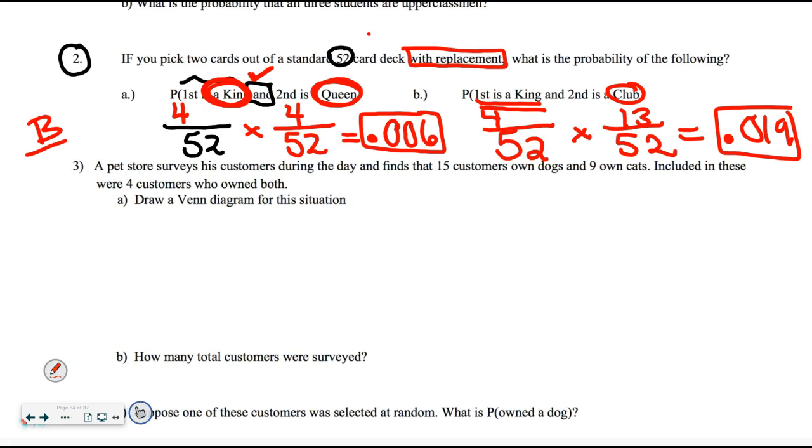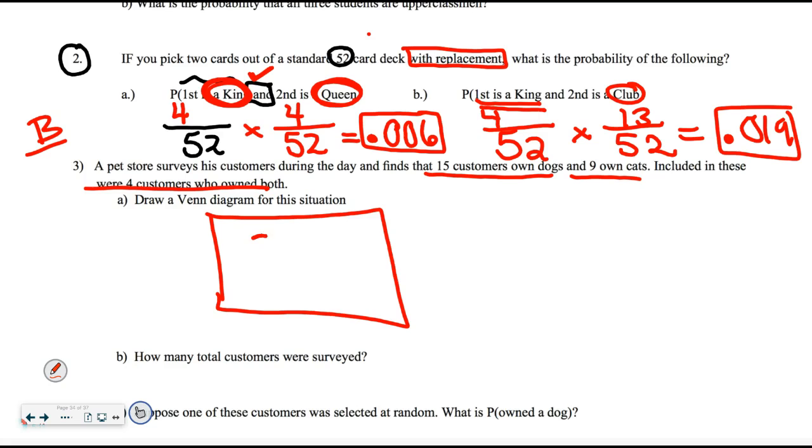How does that sound? All right, so the next one. A pet store owner surveys his customers during the day, and he's got 15 who own dogs, 9 who own cats, and 4 who own both. Remember with the Venn diagram, I said last chapter to build it from the middle. So we need the both in the middle. That goes here. So go ahead and draw that. And we're doing dogs and we're doing cats. So 4 people have both pets, a dog and a cat.